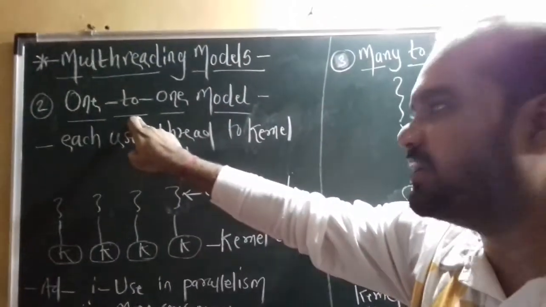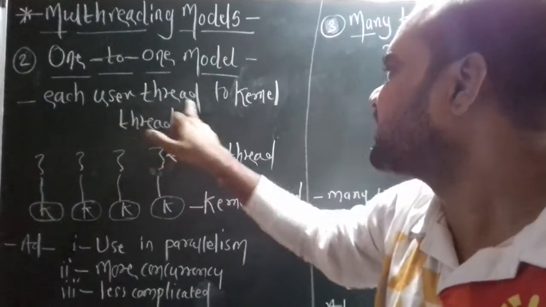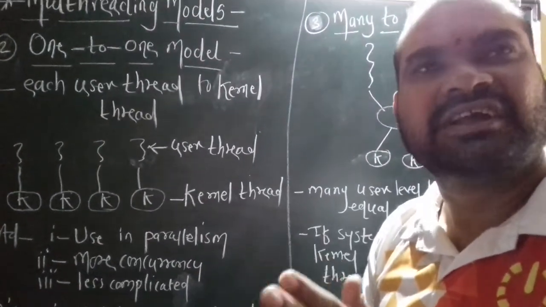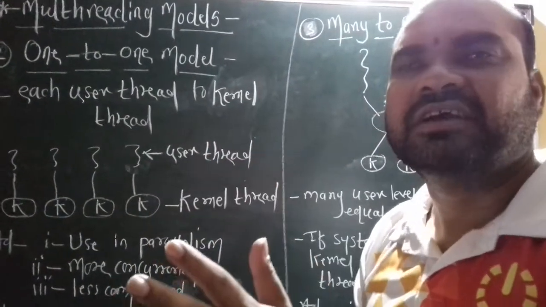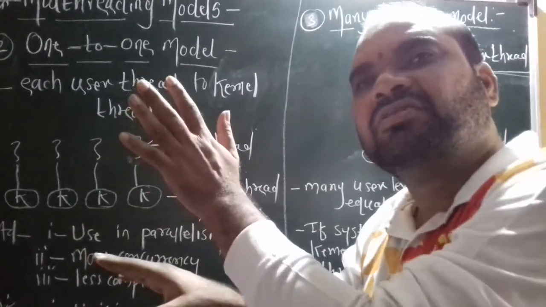The next type is the one-to-one model. In this model, each user thread is mapped to a kernel thread. This means that whenever a user creates a thread, suppose he creates 5 threads, then each of those 5 threads creates a kernel thread, which is also 5 threads.